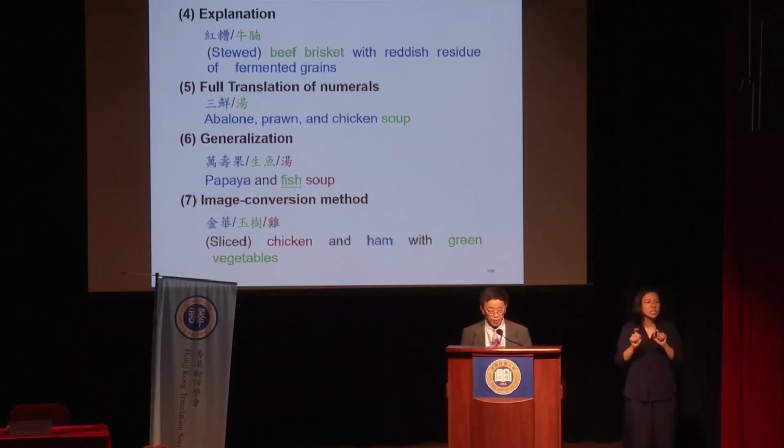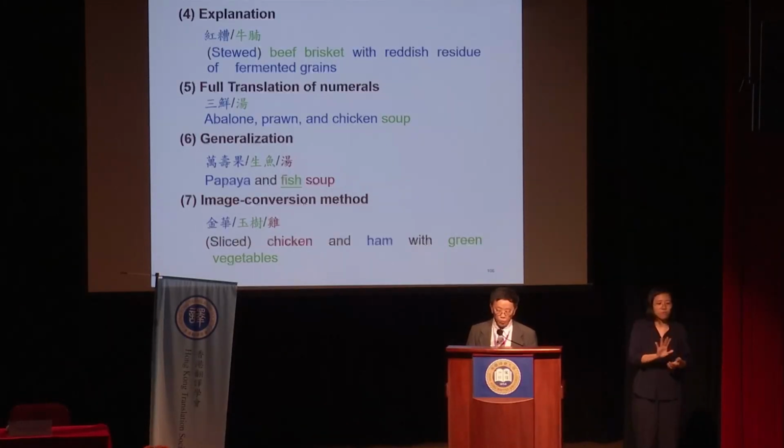So we put it down in full what the 三鲜 refers to: bologna, prawns, and chicken soup. And then we have got generalization, meaning that this is 生鱼汤, but you simply put down fish soup without mentioning 生鱼. And then we also come across what we call the image conversion method.